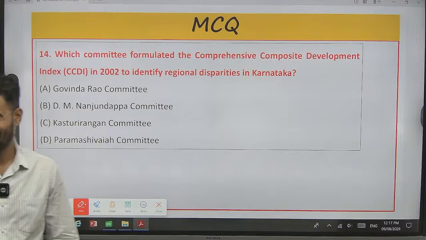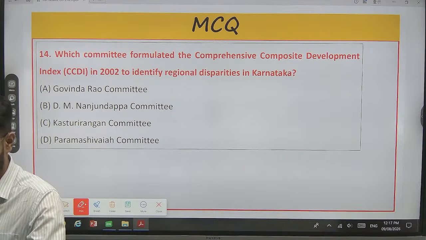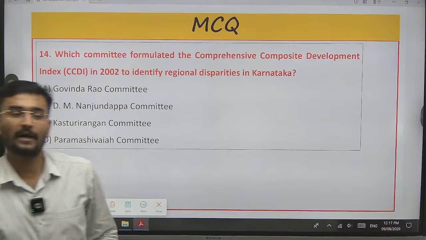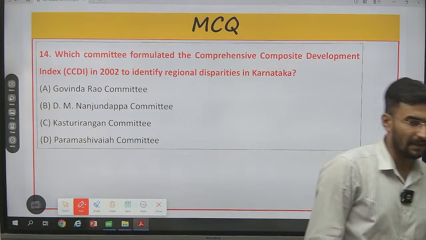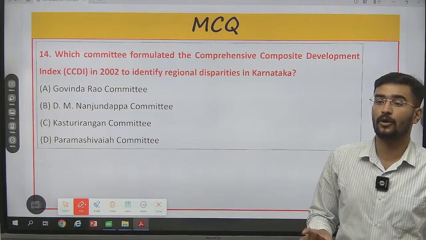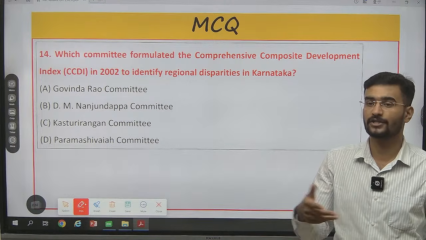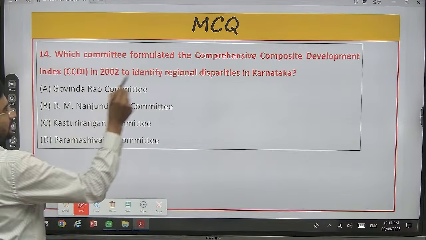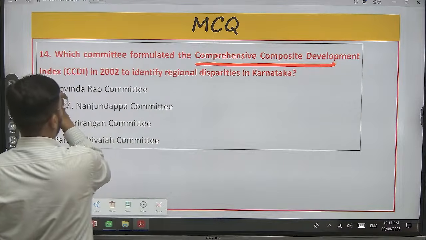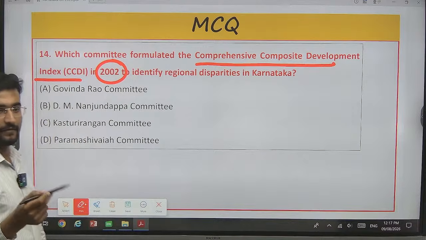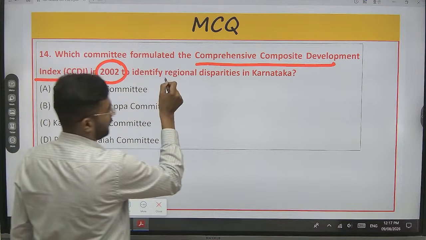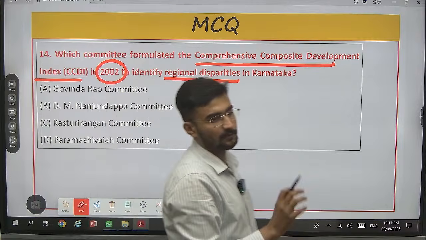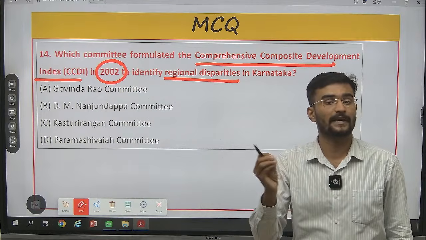No, not that, Paramashivaya is not that. You should not say it generally, you must tell me specifically. Now the Paramashivaya committee was established related to the Yettinahole project, related to irrigation. Okay? Now, which committee formulated the comprehensive composite development index, in which year? We know it is 2002, to identify the regional disparities in Karnataka.